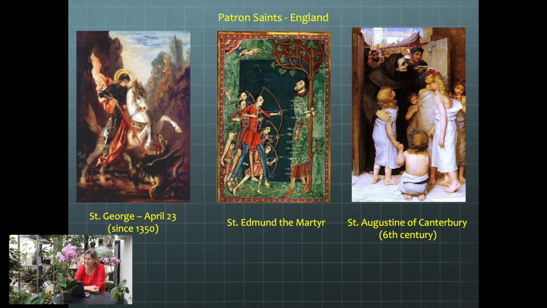So Saint Augustine came in the 6th century. He became the first Archbishop of Canterbury. There is a legend about how he became interested in England in the first place. So apparently he noticed some beautiful children in Rome being sold as slaves. They were beautiful, blonde-haired children, and he asked somebody, like, where did these people come from?